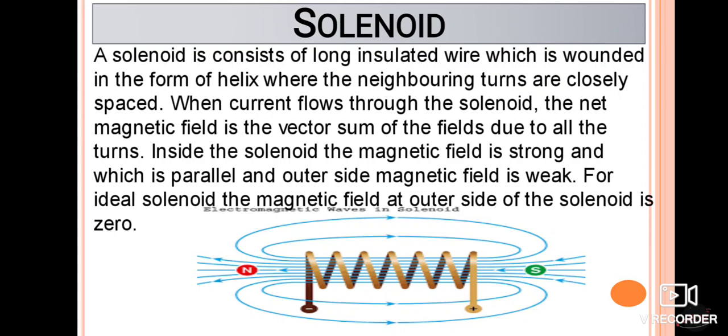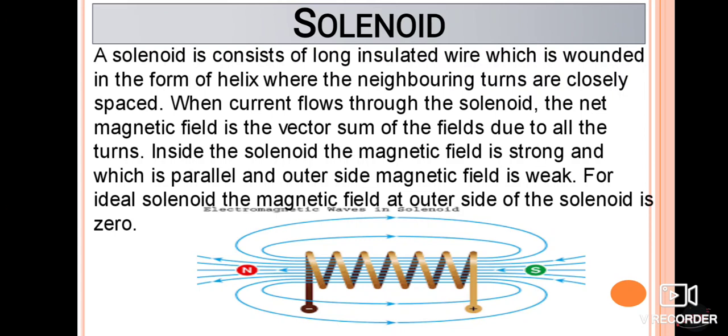Inside the solenoid, the magnetic field is strong and parallel, and outside the magnetic field goes on weakening. For an ideal solenoid, the magnetic field on the outer side of the solenoid is 0. Whenever you consider the ideal solenoid, the magnetic field on the outer side will be completely 0. It is not just weak, it is completely 0.